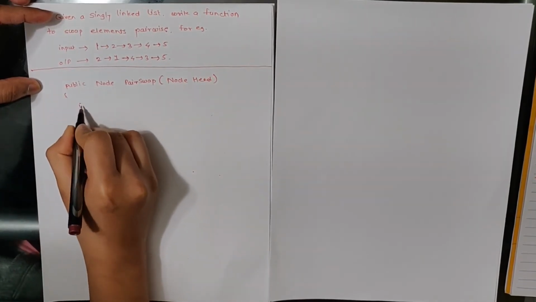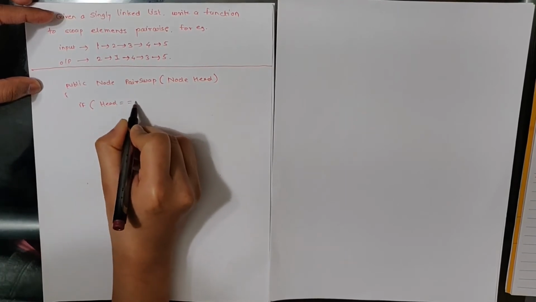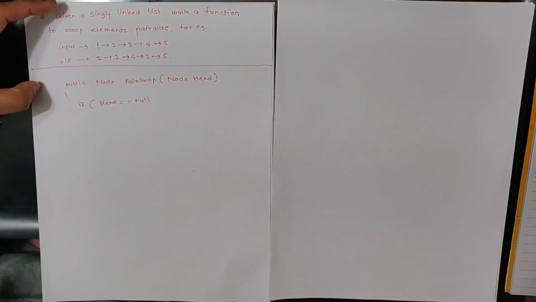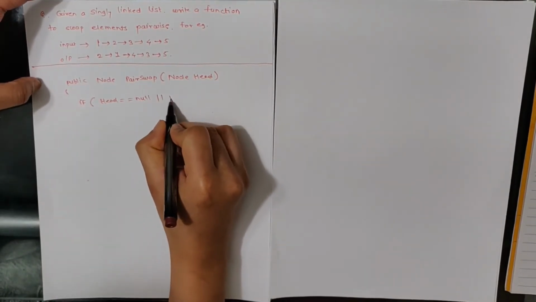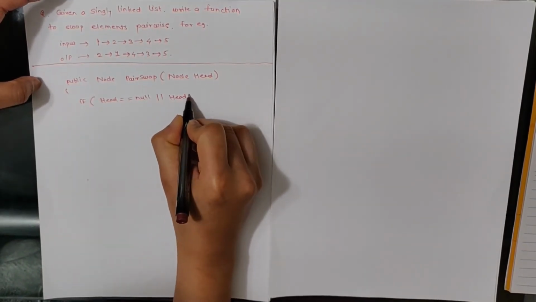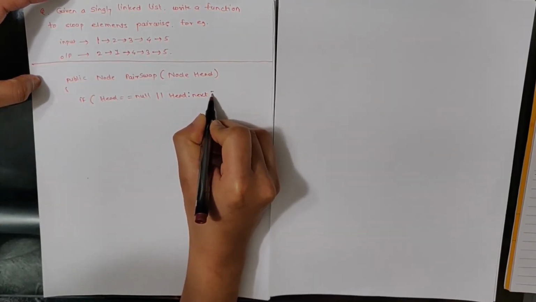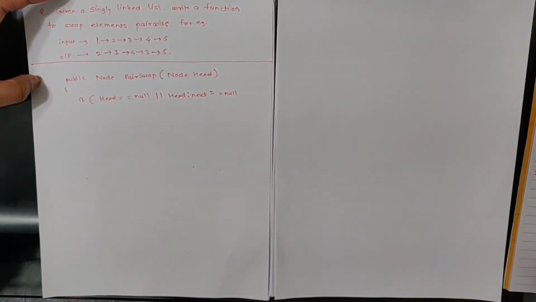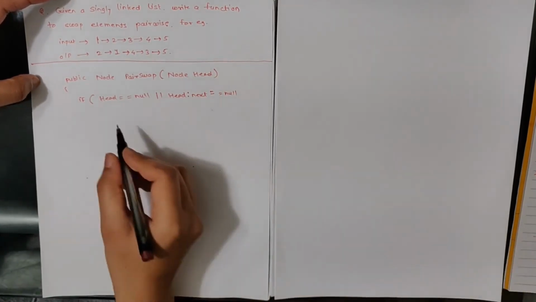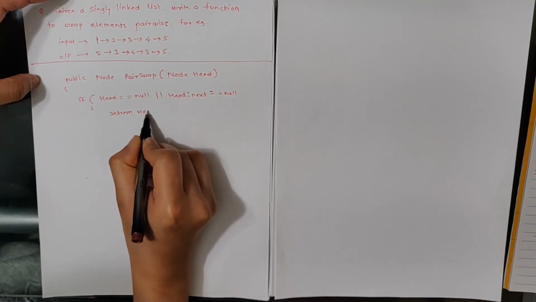And now initially we'll check the base condition: whether head is equal to null, meaning the given list itself is empty, or head contains only one element, head of next is equal to null. It means the list only has one element, that is 10 or something. Then we need to return the same element, the same head. Then we will return head.